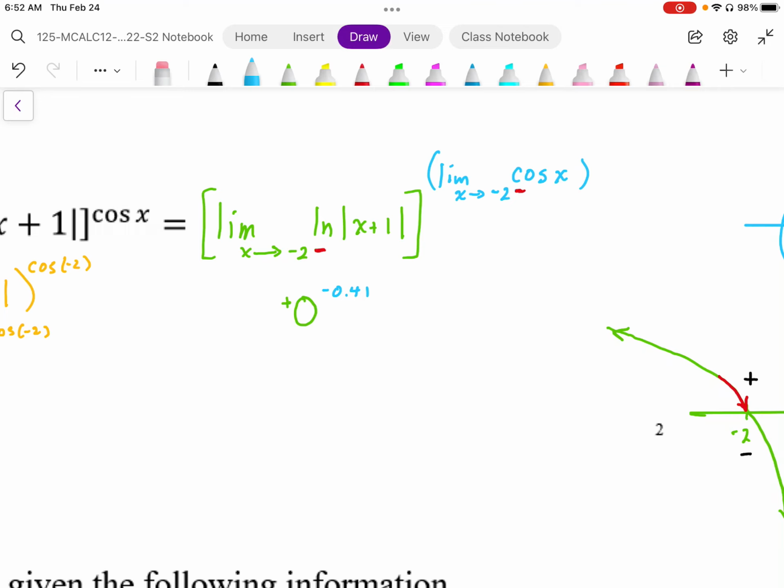So what happens then is we end up with this expression looking like this: 1 over 0 from the positive side to the power of 0.41. So we're approaching 0 from the positive side. This is some exponent, but basically we're just approaching 0 from the positive side in the denominator. Well, that means that the limit of this must be infinity. And that's how we get that infinity when we look at the graph.